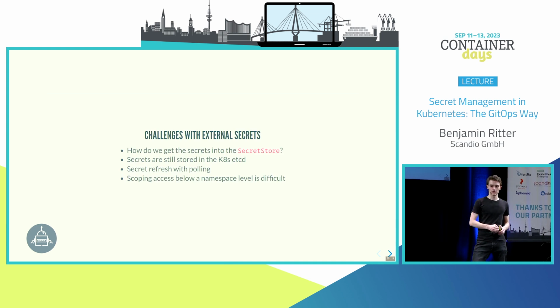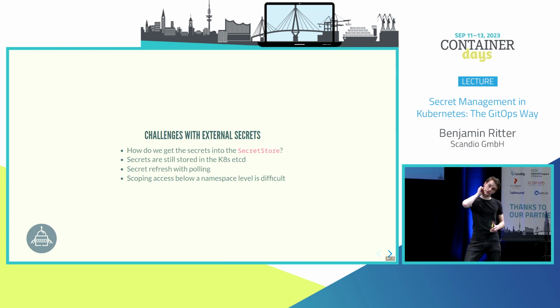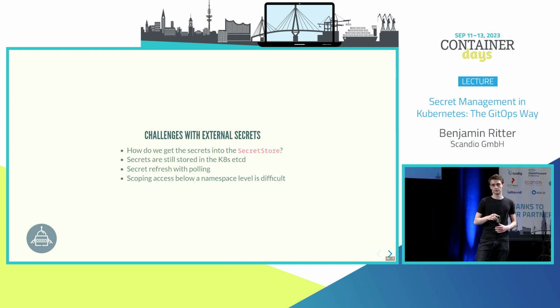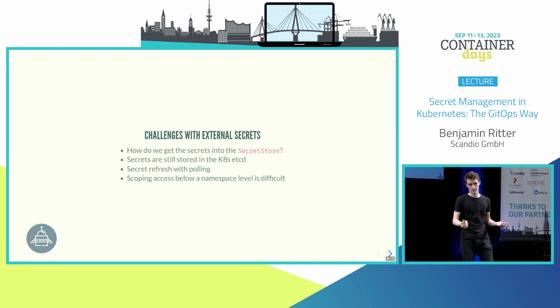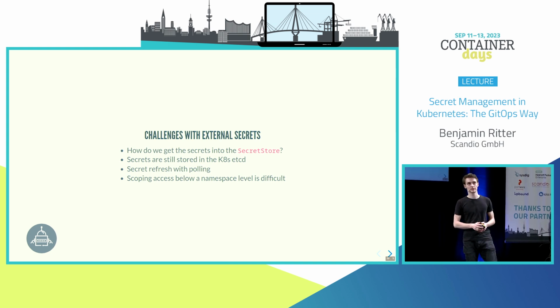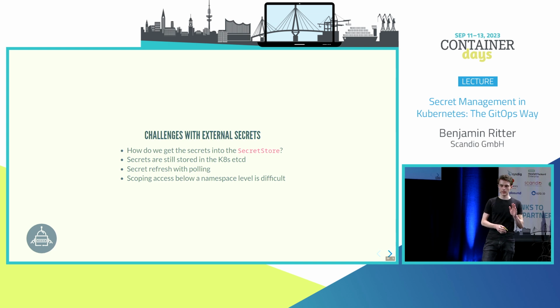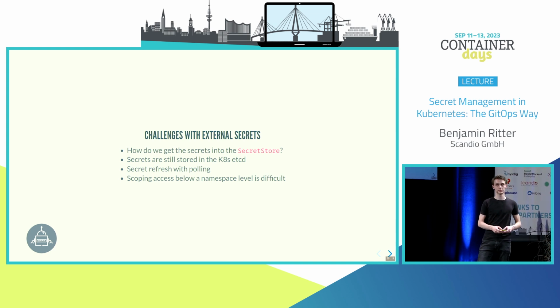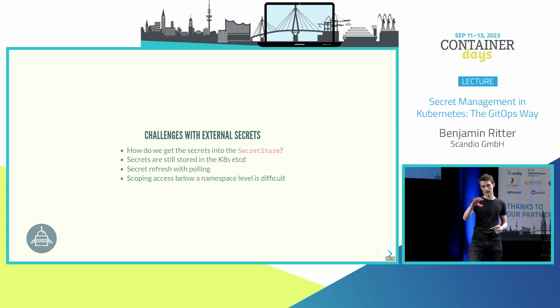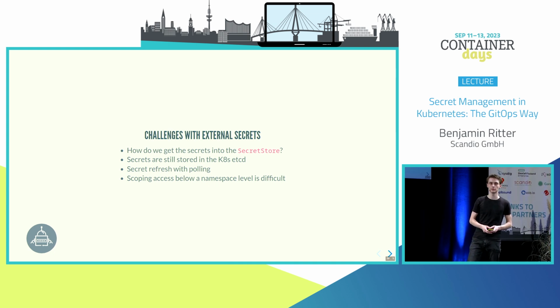Okay, so challenges for external secrets. Again, how do we get the credentials into the secret store? You can do that via IAM roles. You can do it via credentials. You will still have the problem that your secrets are stored on the etcd, and secret refresh is only done by polling, so no event-based things here. You probably won't be able to rotate your database passwords every hour or so and not experience any delays here. And you will be limited by the Kubernetes permission system, so scoping below a namespace scope will be a little bit difficult here.